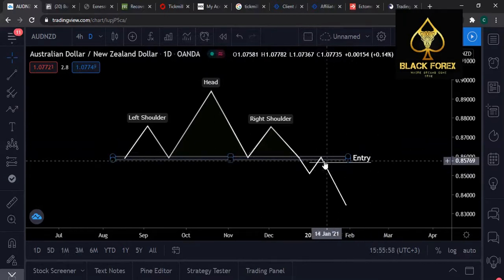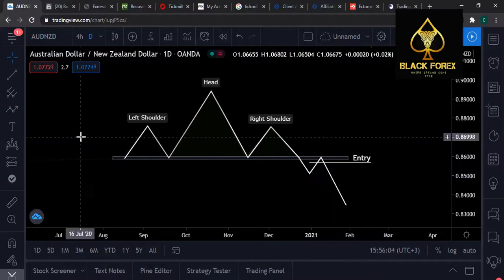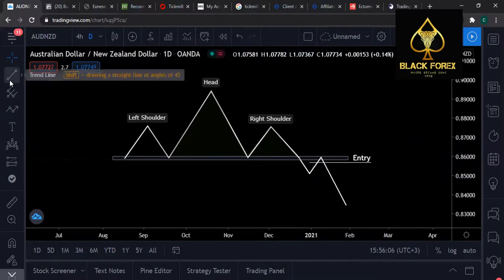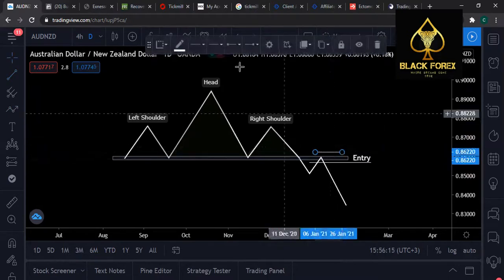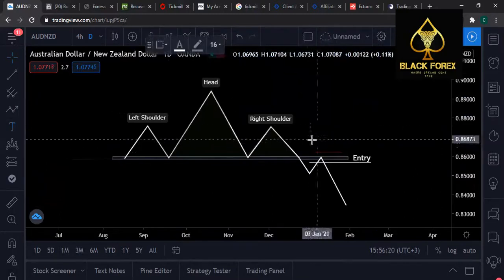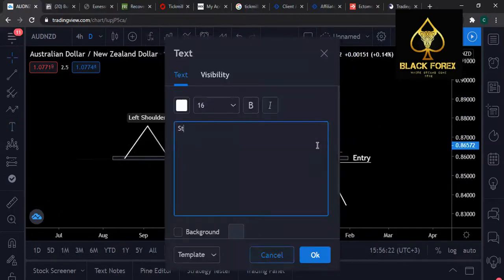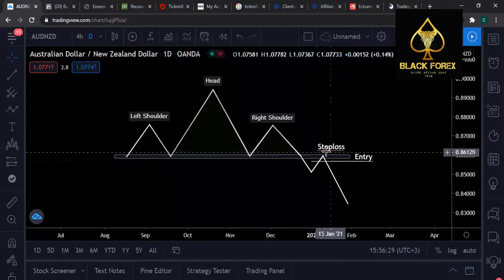So all of our entries will be around here somewhere after getting the confirmation candlestick, of course. So let's look at where the pattern will be invalid, right? For this pattern to be invalid, prices have to push all the way up here above the neckline. If prices push all the way above this neckline, that is when the pattern will be invalid.